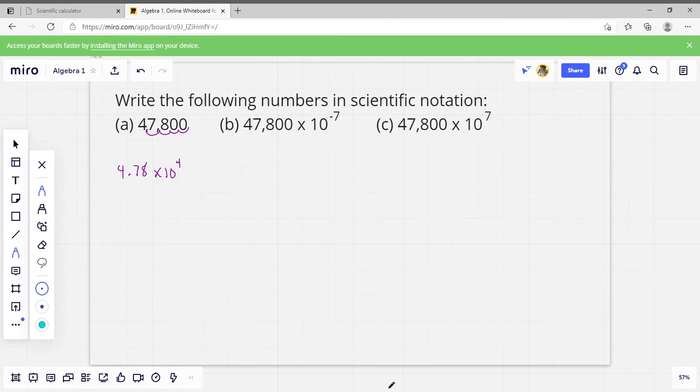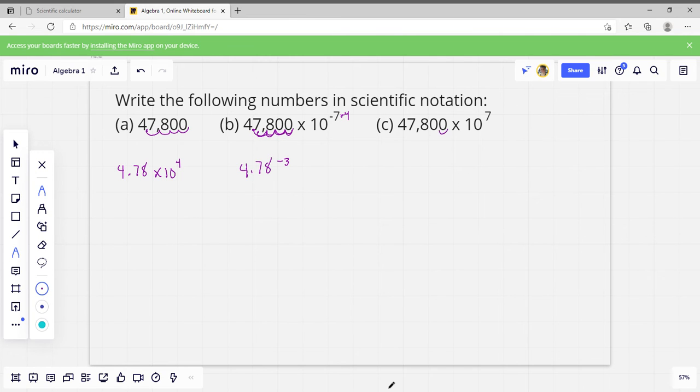Alright, this one we're going to have 4.78, and I had to move 1, 2, 3, 4 places to get my decimal in the right place, and that's positive 4. Negative 7 and positive 4 would be negative 3.